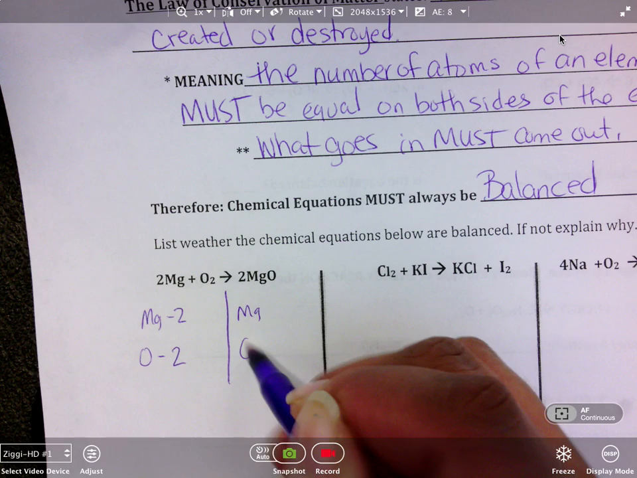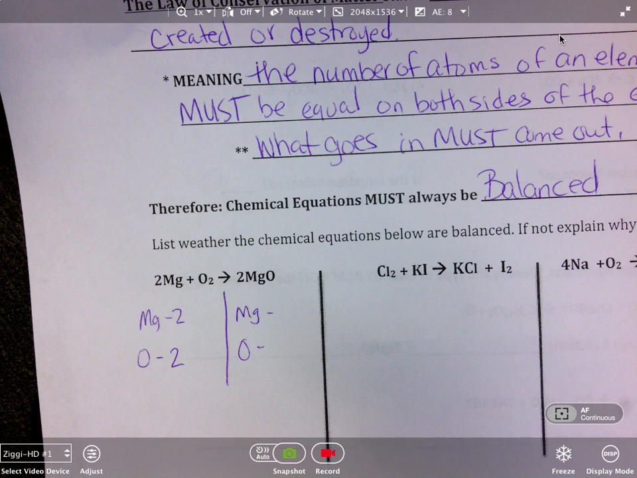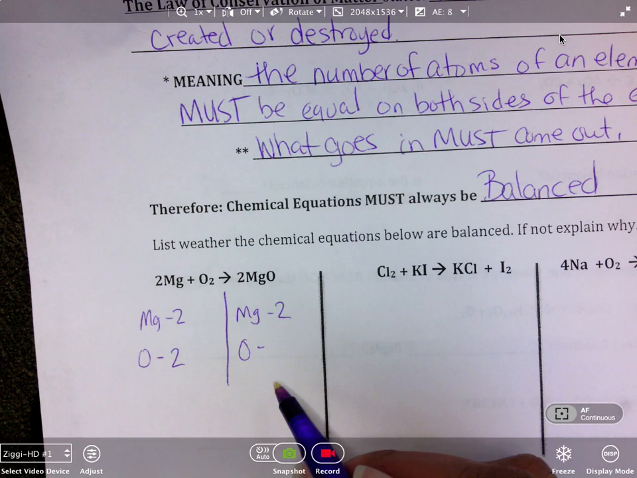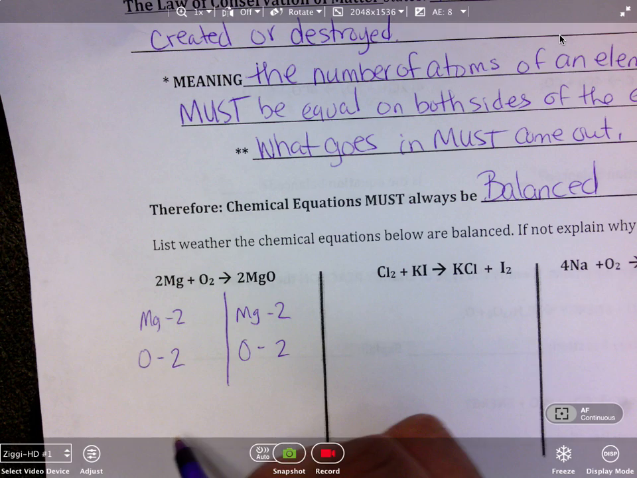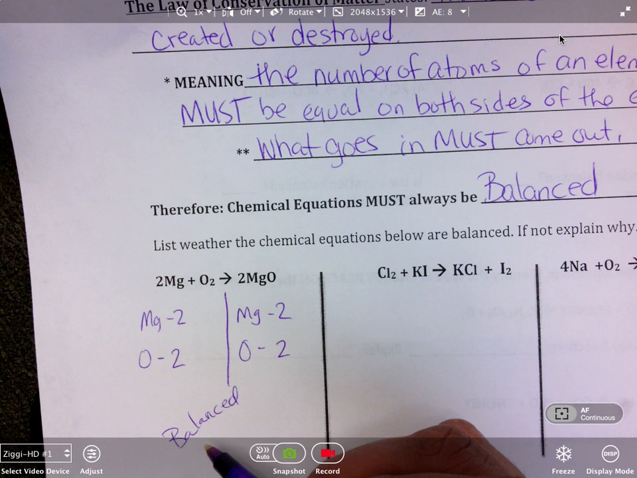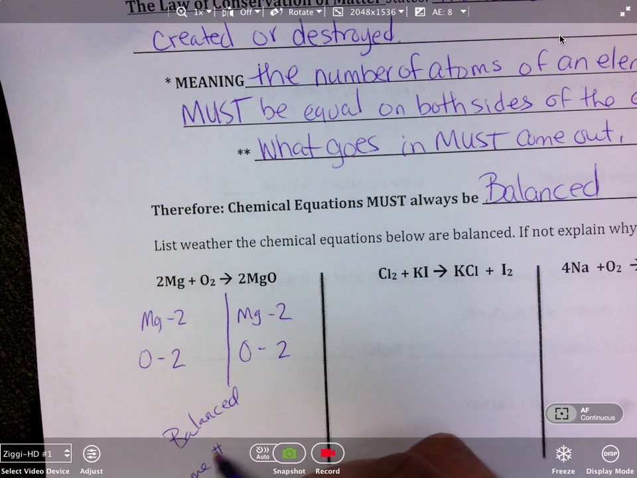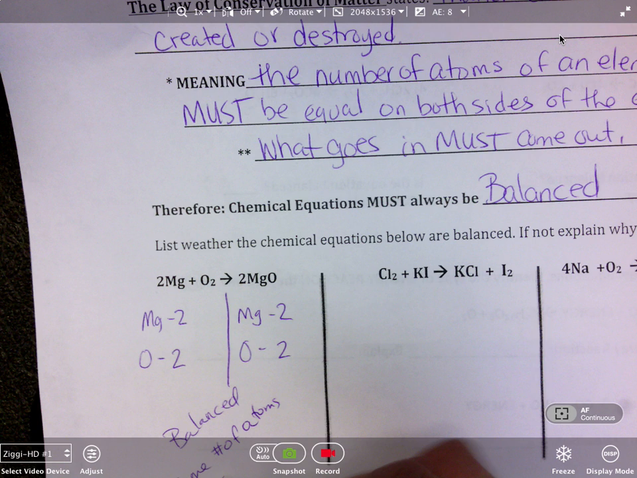Magnesium and oxygen. How many magnesium do we have, Madison? How many oxygen? Is it balanced? Why is it balanced? Same number of what? Same number of atoms, on both sides.